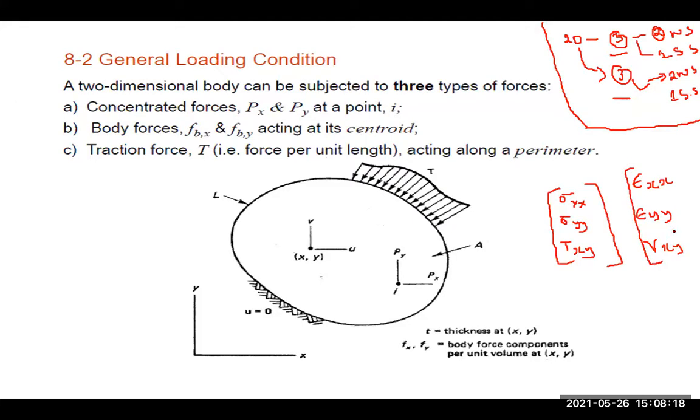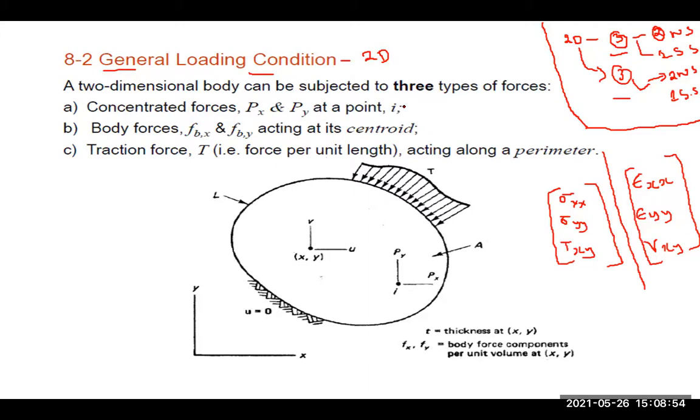So these are the stresses as well as strains present in any two-dimensional member. Now coming to the next category, the general loading condition in a two-dimensional member. This is very, very important. After that, we're going to see one important topic related to the CST element. So the general loading condition in a two-dimensional body can be subjected to 3 types of forces.